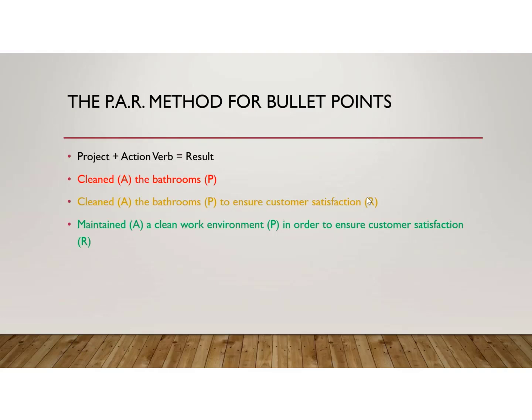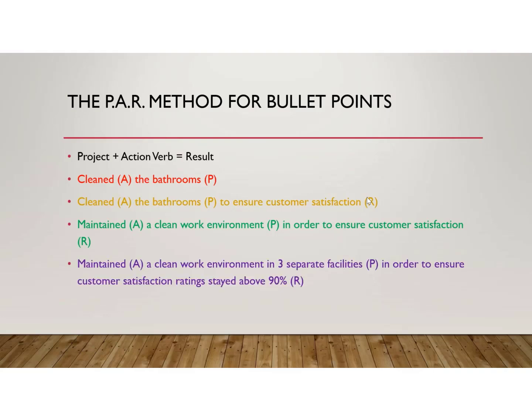Better. I would put in there that you follow procedure and protocol or something. So we can build them out. And the last step would be to add in numbers: "maintained a clean work environment in 3 separate facilities in order to ensure customer satisfaction ratings stayed above 90%." So if you follow through this process, writing bullet points should be pretty easy.